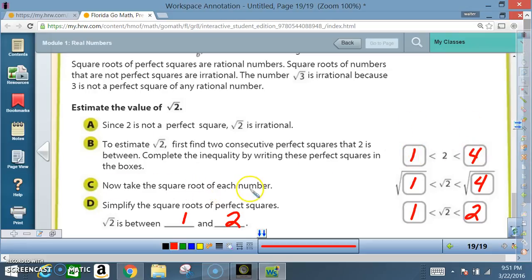Now take the square root of each number. So, square root of 1, square root of 4. Simplify the square roots of perfect squares. The square root of 1 is 1, and the square root of 4 is 2. So the square root of 2 is between 1 and 2.